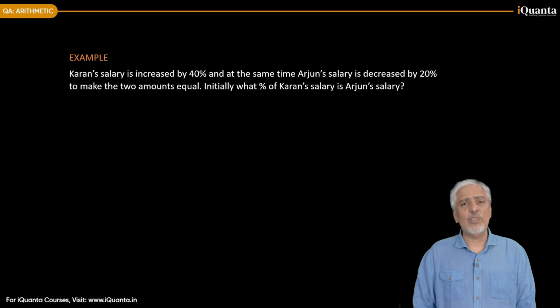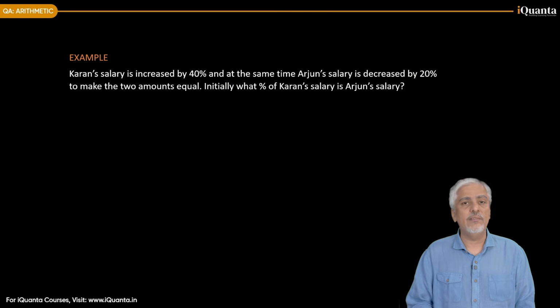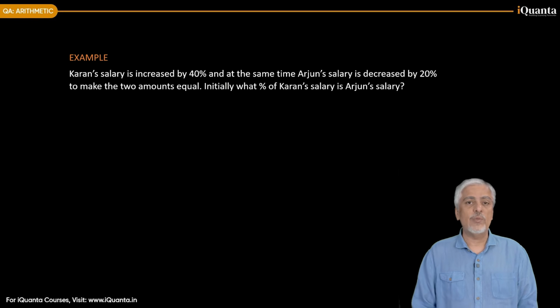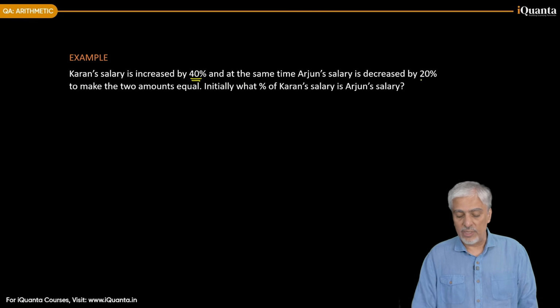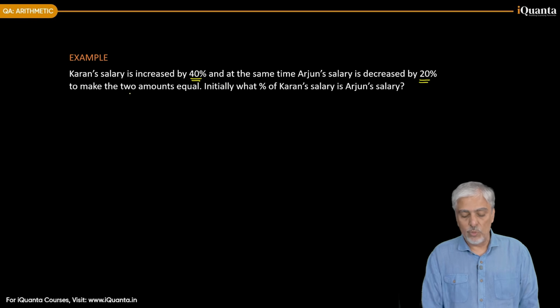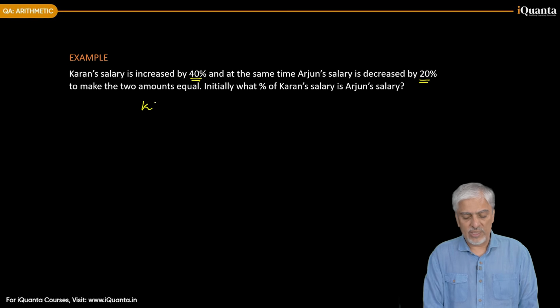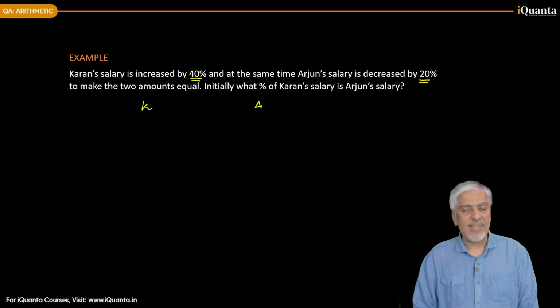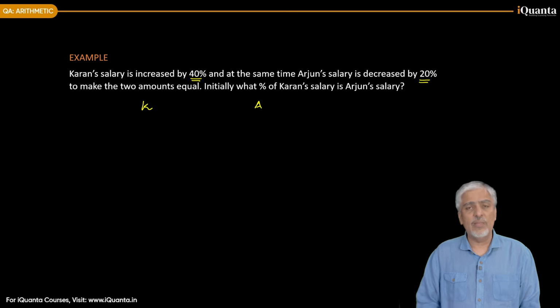Let's have a look at the last question. It is not so much successive percentage change, but I'm trying to explain a small percentage question by bringing in a small change. Karan's salary increased by 40% and at the same time Arjun's salary decreased by 20% to make the two amounts equal. Let's say Karan's salary was K and Arjun's salary was A. You could take 100K and 100A also, there's nothing wrong, but I just want to teach you fractions.